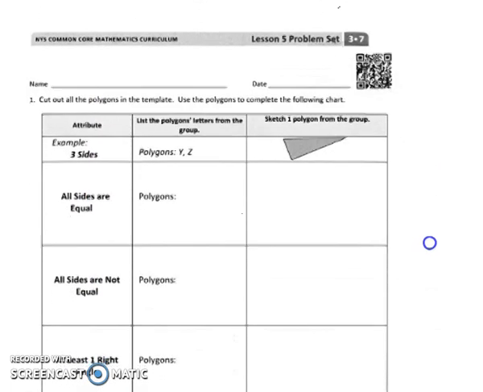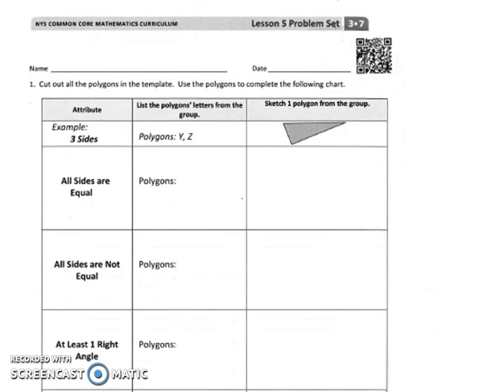Now, before you start the problem set, you need your ruler for this activity, so you might want to pause and get that out. Okay, so in this particular activity, it's very similar to the one in lesson 4. However, we've got lots more polygons and some different attributes. Remember, attributes are ways of describing something, whether it's a shape or a person or food, anything out there that we can use words to describe.